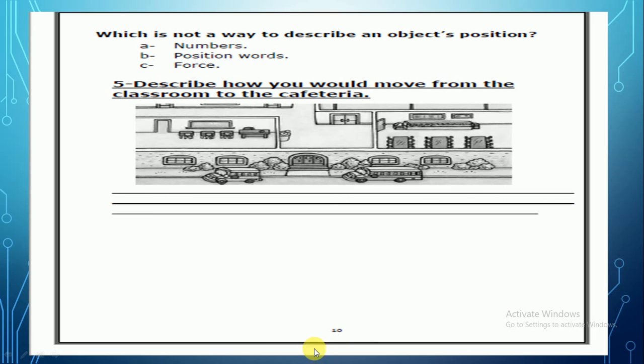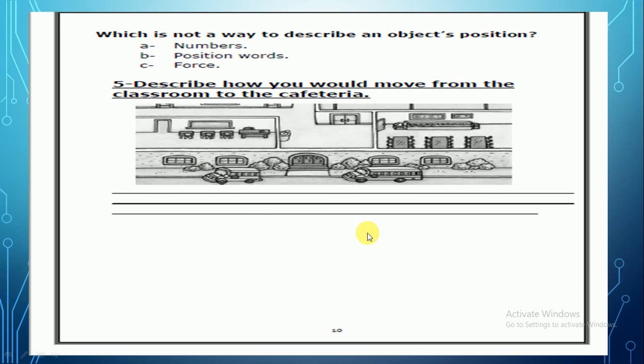Okay, this is page 10. Which is not a way to describe an object's position? Let's see. Numbers, position words, force. We can use numbers and we can use position words. So it's force. Good job.